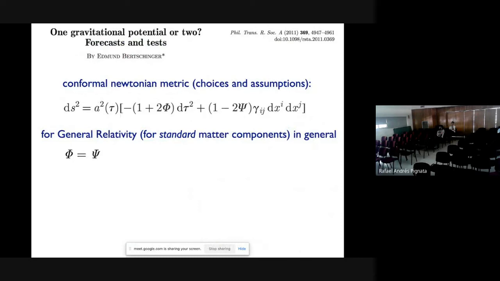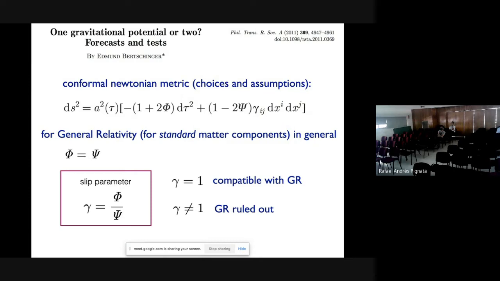So I mentioned yesterday that the line element, the metric, for example, where light propagates, can be written with two potentials in a general case. In general relativity, these two potentials will be the same. But in some modifications of general relativity, they are different, so we call the slip parameter or post-Newtonian parameter gamma the ratio between these two. So in GR, it is one. If we find one, we are not proving GR because some other modified gravity also have one. But if we prove that gamma is different from one, then GR is essentially ruled out. So testing the value of gamma is very important.